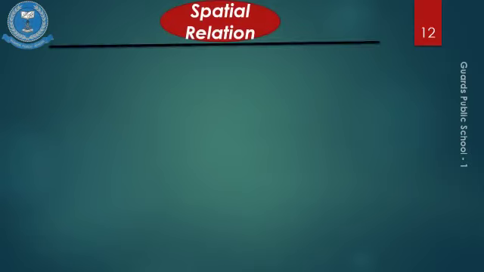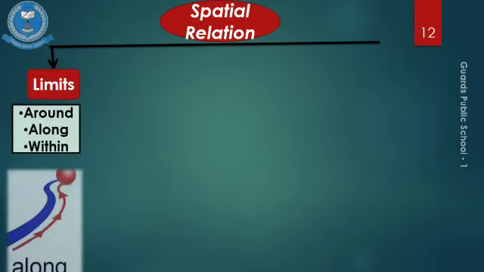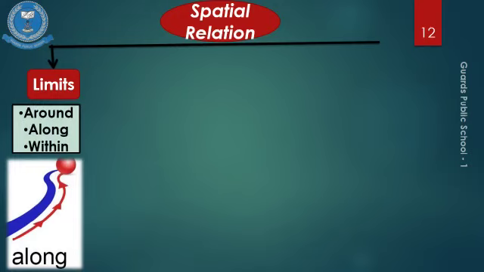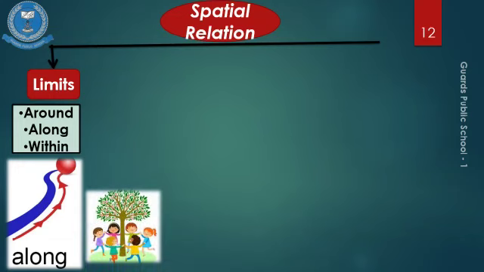The fifth type of preposition is spatial relation. It is further divided into three parts. The first is limits, which includes around, along, within. In the first image, you can see this ball moving along this blue line. In the second image, you can see children moving around this tree.